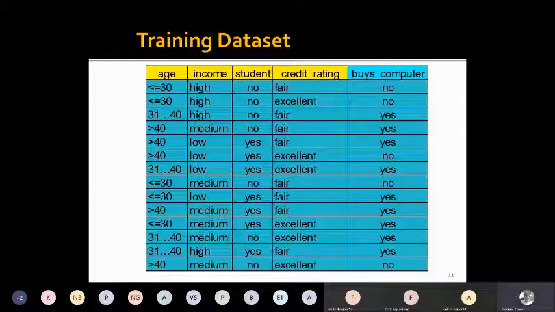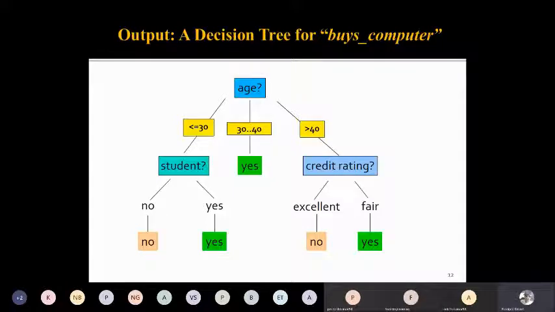So here is another example from before. I know the age of a person, the income, and whether he or she is a student or not. Also, we know the credit rating, and from that, I want to predict whether the person will buy a computer or not. And you can see that each attribute has a specific set of values. Age can be less than 30, between 30 and 40, and greater than 40. Income can be high, medium, low. Student only has two values, yes and no, and credit rating also has two values, fair and excellent. So this is a sample case for a decision tree.